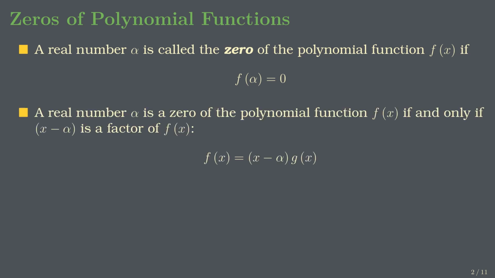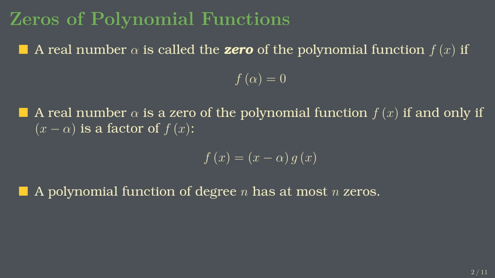A real number alpha is a zero of f of x if and only if x minus alpha is a factor of f of x, meaning that f of x is actually the product of x minus alpha and g of x for some polynomial function g of x. We already saw that in the video about polynomial functions. And also recall that a polynomial function of degree n has at most n zeros.